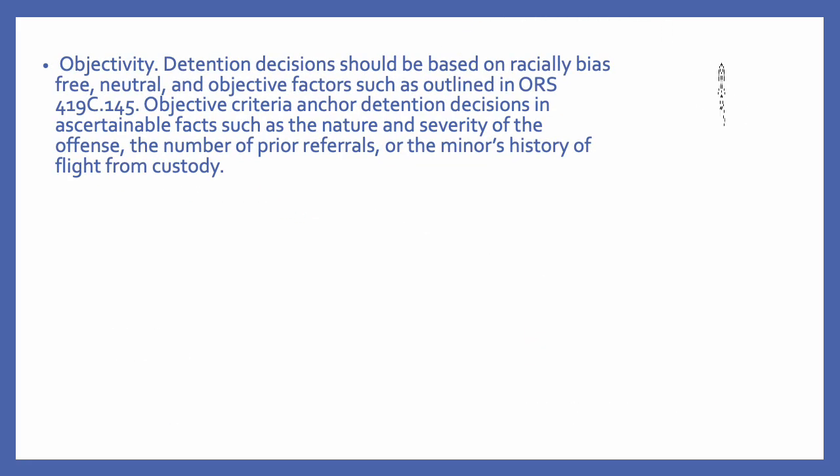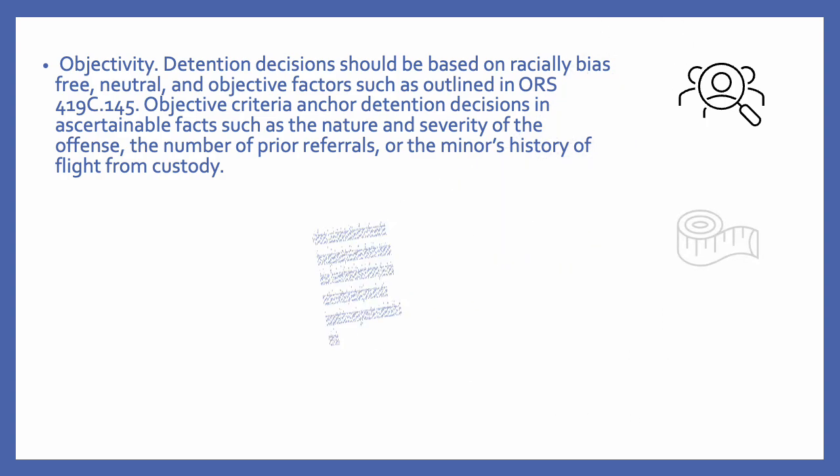Objectivity refers to making decisions that are based on racially bias-free, neutral, and objective factors, such as outlined in O.R.S. 419C.145. Objective criteria anchor detention decisions in ascertainable facts, such as the nature and severity of the offense, the number of prior referrals, or the minor's history of flight from custody.